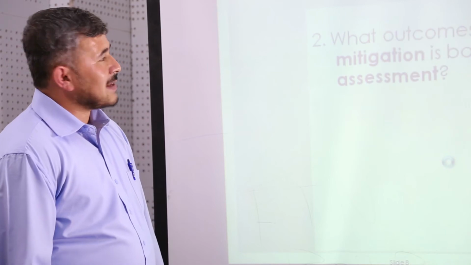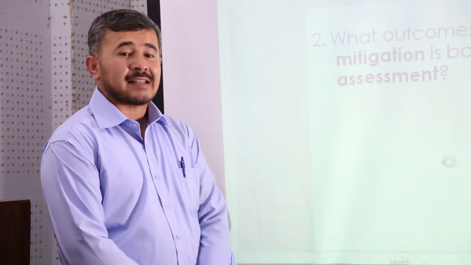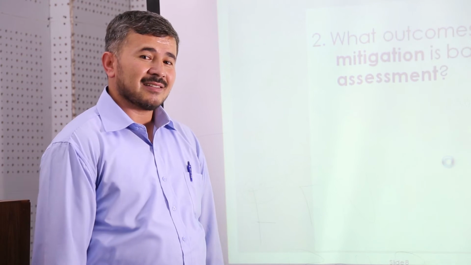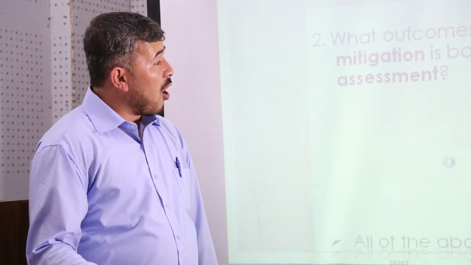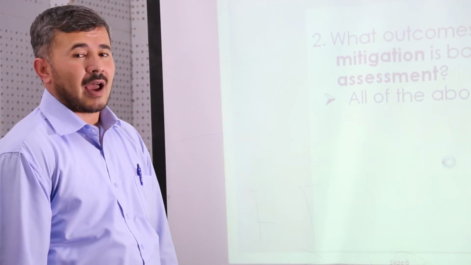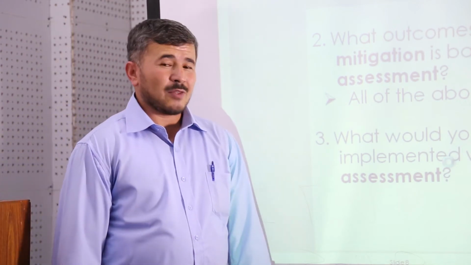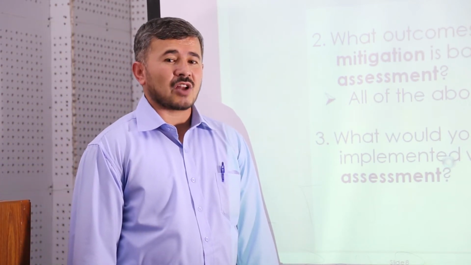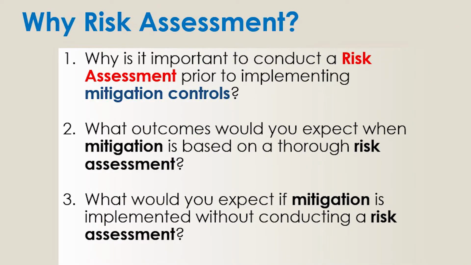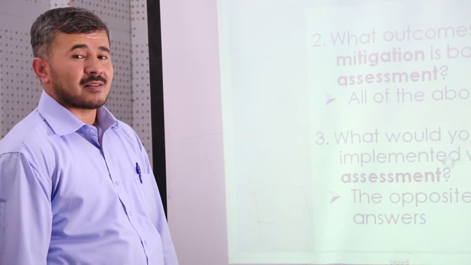The second question: what outcome would you expect when mitigation is based on a true risk assessment? What do you think? I think all of the above answers that we had in the previous slide. The last question: what do you expect if the risk mitigation strategy is applied without a risk assessment? The opposite of all the above answers.